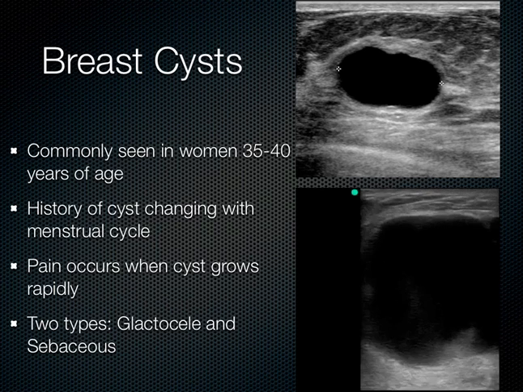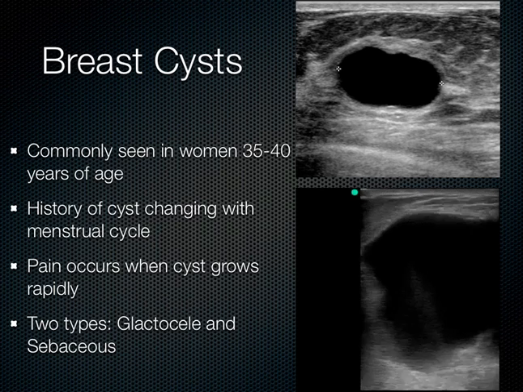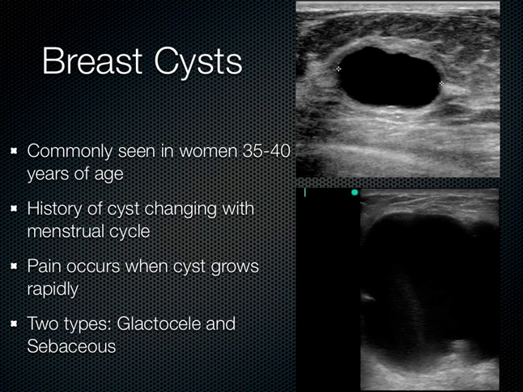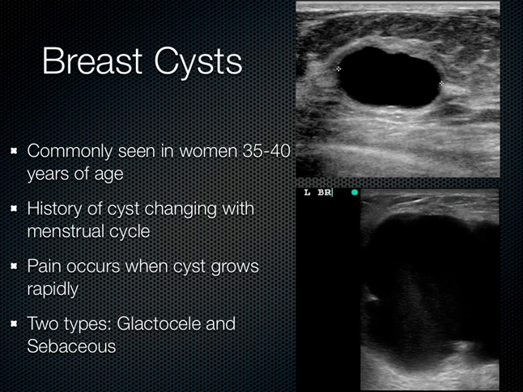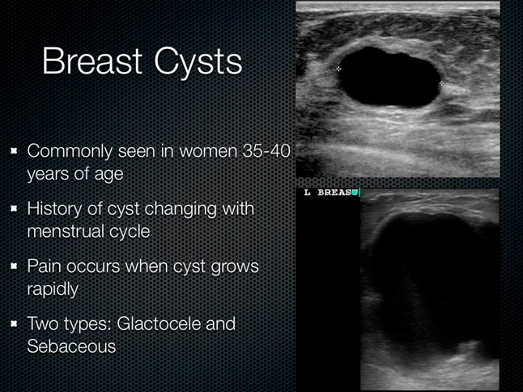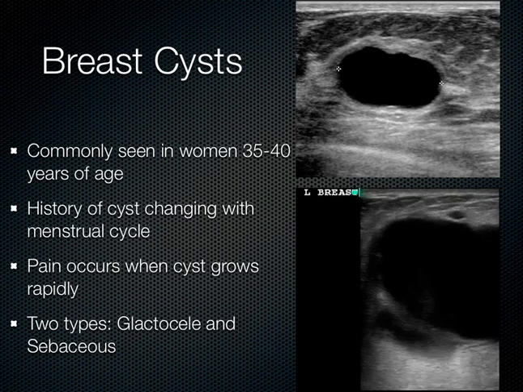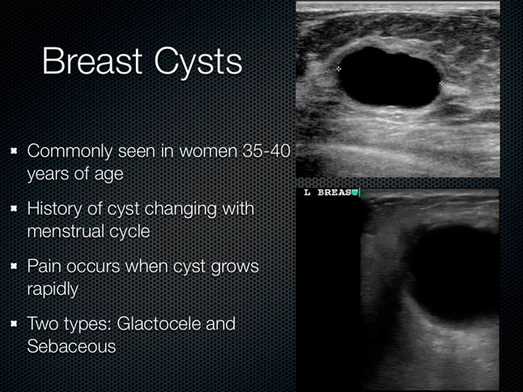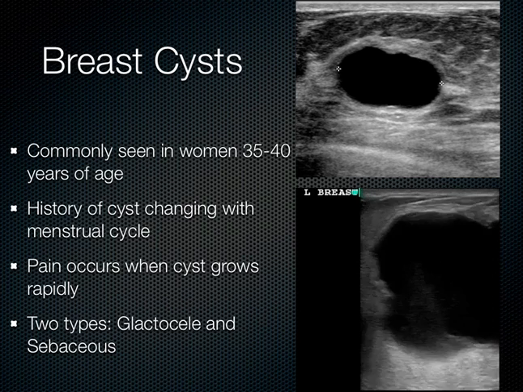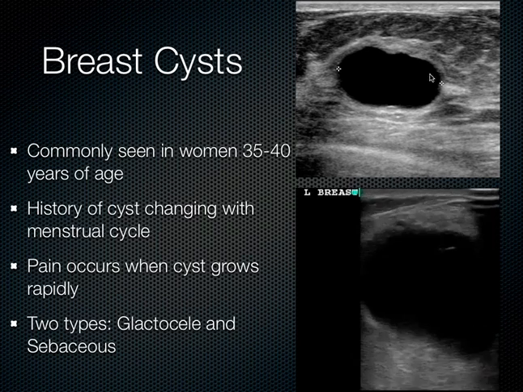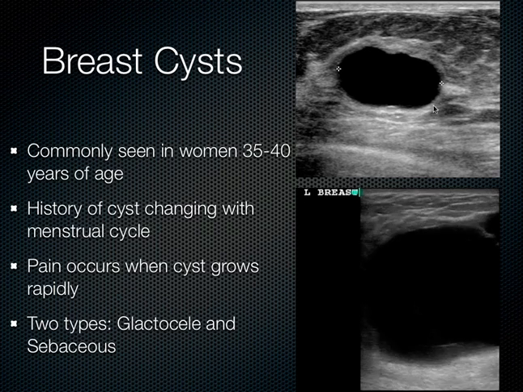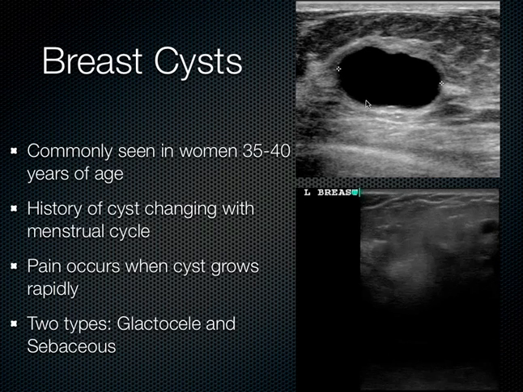Cysts are very common, usually in women 35 to 40 years of age, and the cyst usually changes with the menstrual cycle, and sometimes it can be painful if it grows rapidly in size. There are two types of cysts, sebaceous cysts and galactoceles. Galactoceles occur when there's milk in the breast, but sebaceous cysts occur without being pregnant, when you're not lactating.